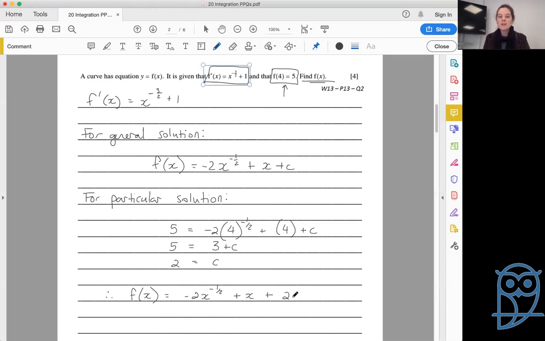So make sure that you are happy with function notation coming into calculus, because it's really important as you work through. Function notation is not going to go away anywhere. It's going to keep coming back.